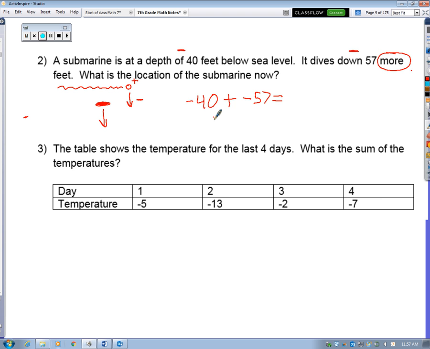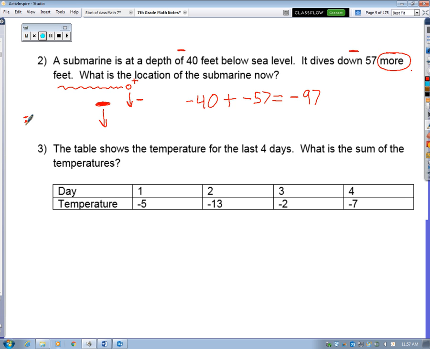We're going to go to our rules of adding integers. They're both the same, so I'm going to add like normal. That will give me 97. And then my second rule says we give the answer the same sign as the numbers. Both these numbers are negative, so this is going to be negative 97. All right, there's problem number 2. Let's take a look at problem number 3.